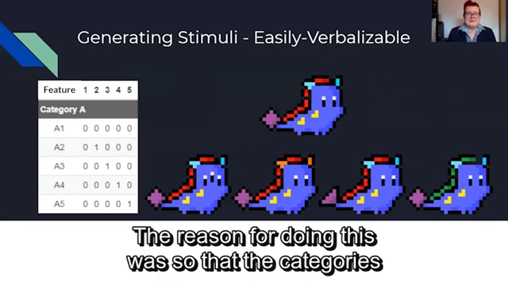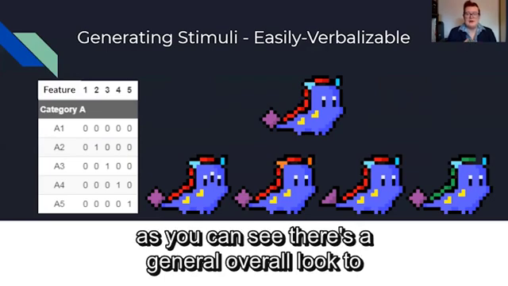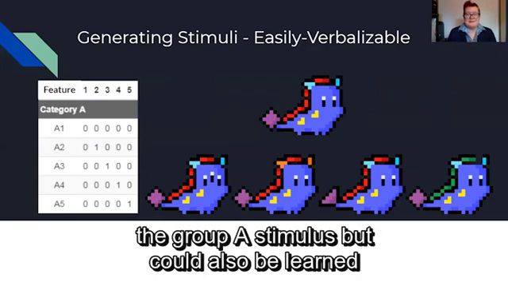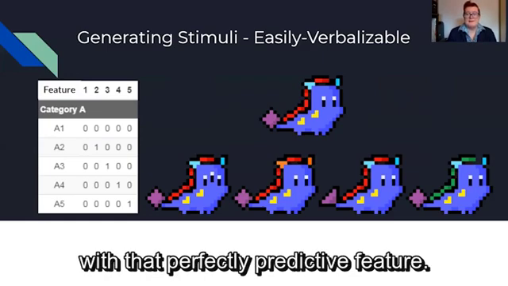The reason for doing this was so that the categories could be learned either by family resemblance. As you can see, there's a general overall look to the group A stimulus, but could also be learned using rule-based learning with that perfectly predictive feature.